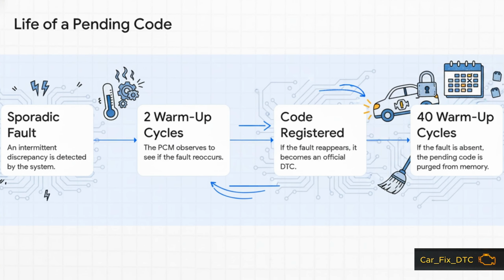After a random glitch happens, the computer waits for 2 straight warm-up cycles, basically 2 drives where the engine gets up to temp. If that same glitch happens again during that time, the pending code gets promoted to an official DTC and your check engine light comes on. But if the problem just vanishes and doesn't come back for, say, 40 drives, the computer just shrugs, deletes the code, and forgets it ever happened.